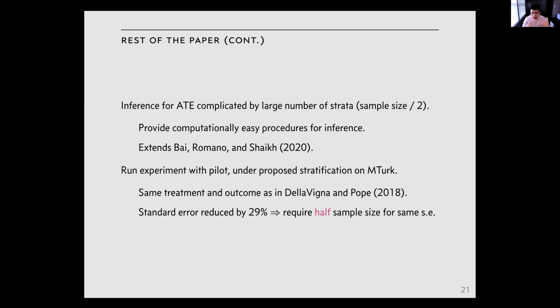And I see the standard error actually decreases by 29%. So if you translate everything back to sample size, because the standard error really scales with the square root of sample size, this means in order to attain the same standard error, I only need half of the sample size. So this is everything I have for today, and thank you.